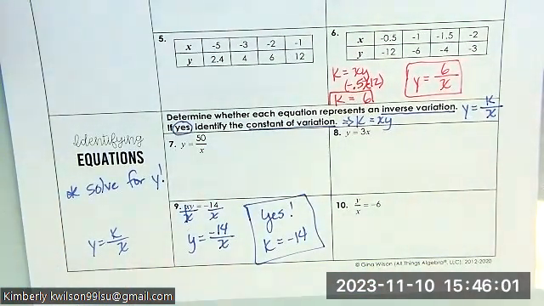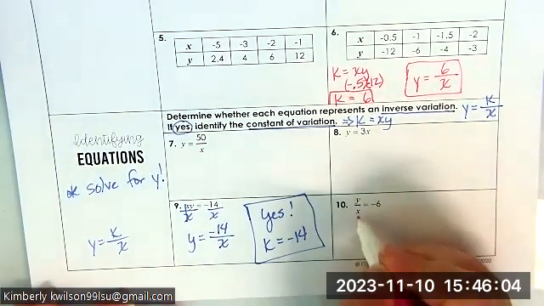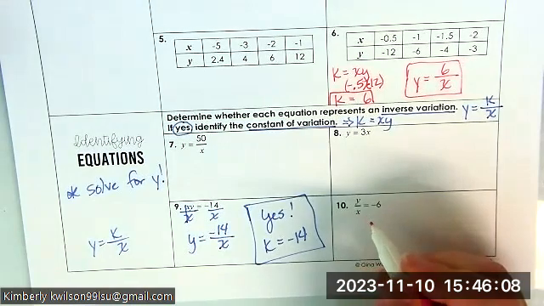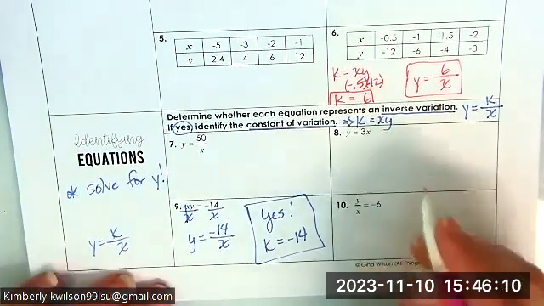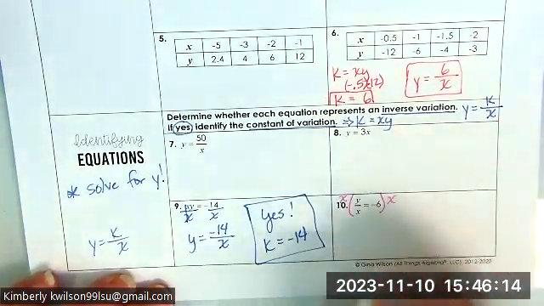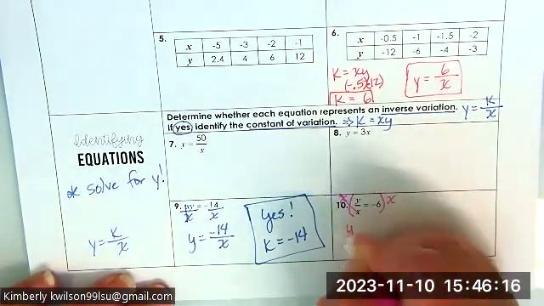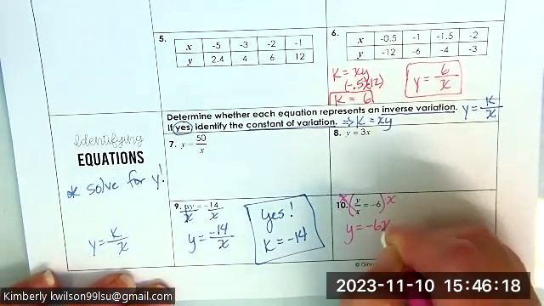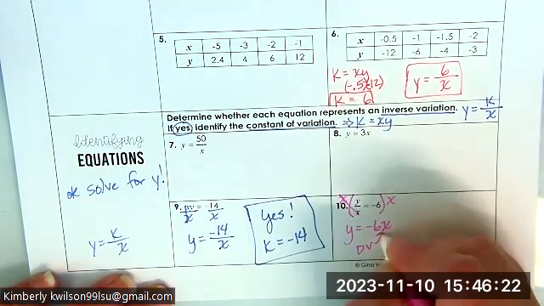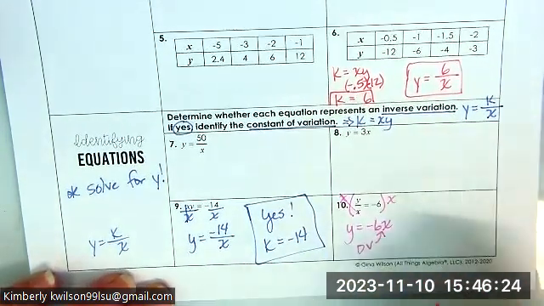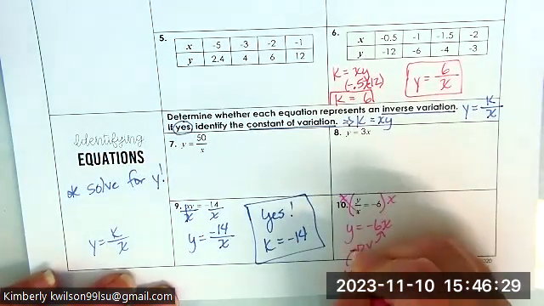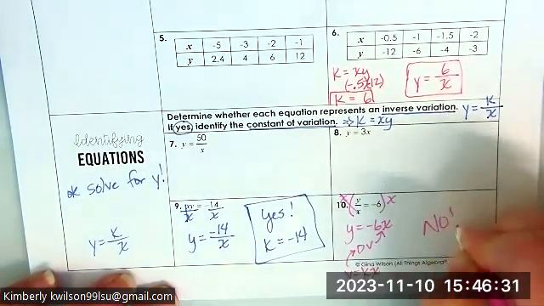Next. Well, when I'm looking at this, I've got an x in the denominator. So it should be yes, but it's with the y. The y is not by itself right now. I have to multiply by x on both sides, which then cancels, and we have y equals negative 6x. This is actually a direct variation because it's in the form of y equals kx. So this is a no.